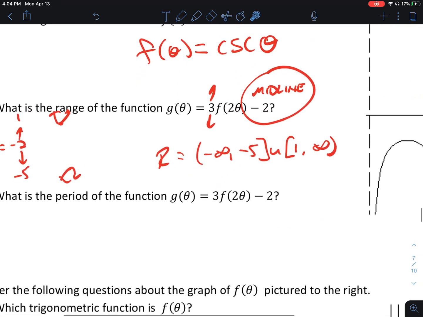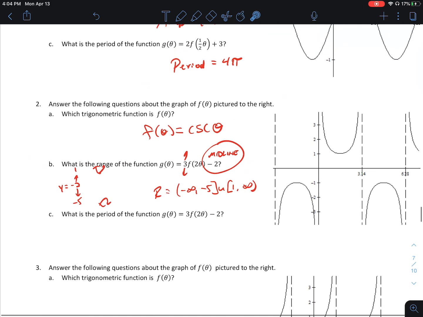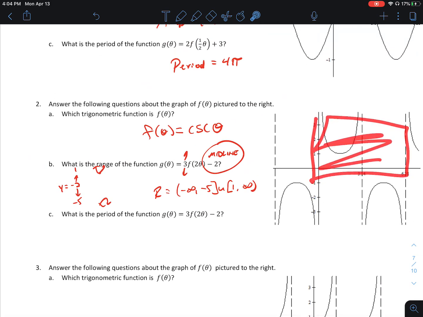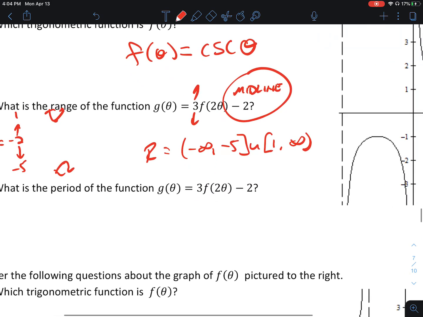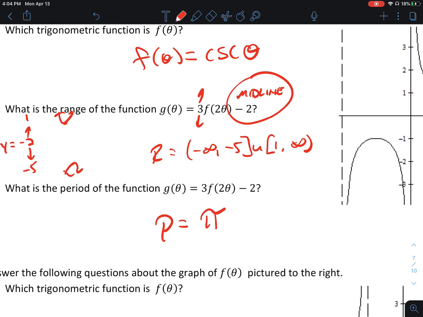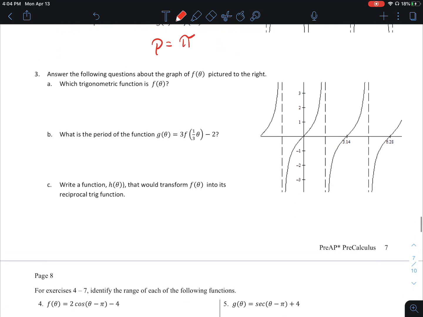What's the period for this function? Well, this 2 affects the period. The parent graph here has a period of 2 pi. This 2 is a dilation horizontally by a half, so if you cut 2 pi in half, you're going to get a period of pi.